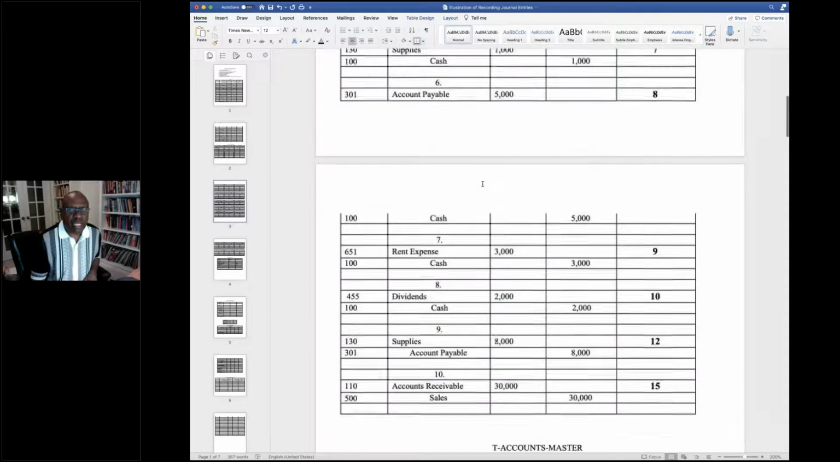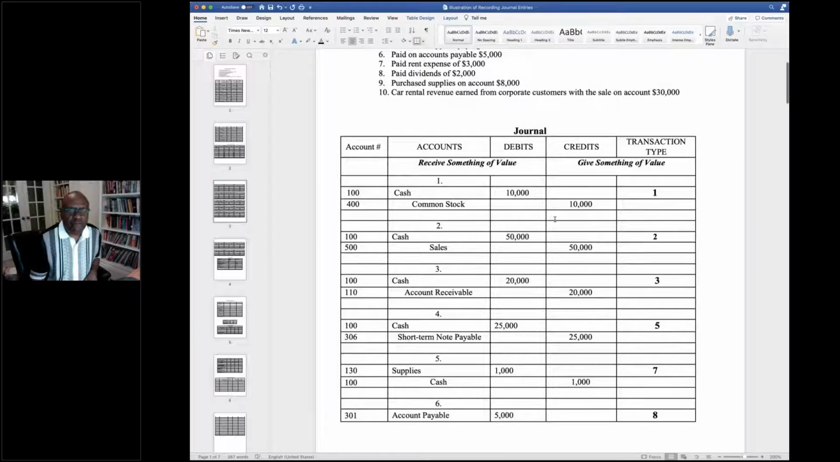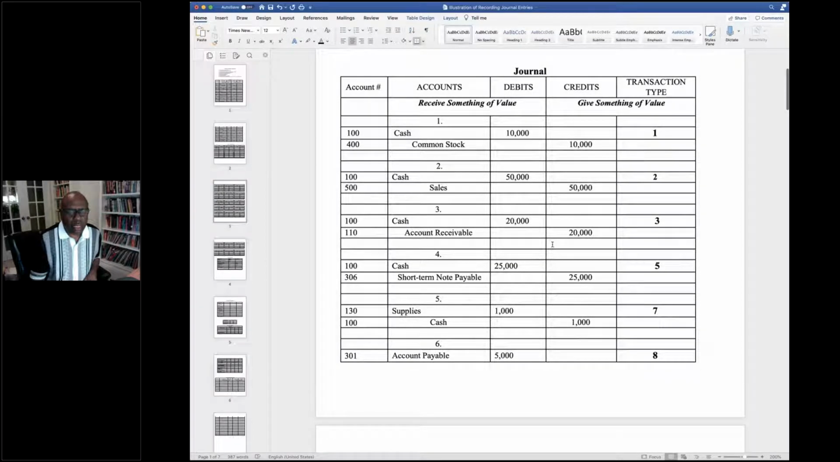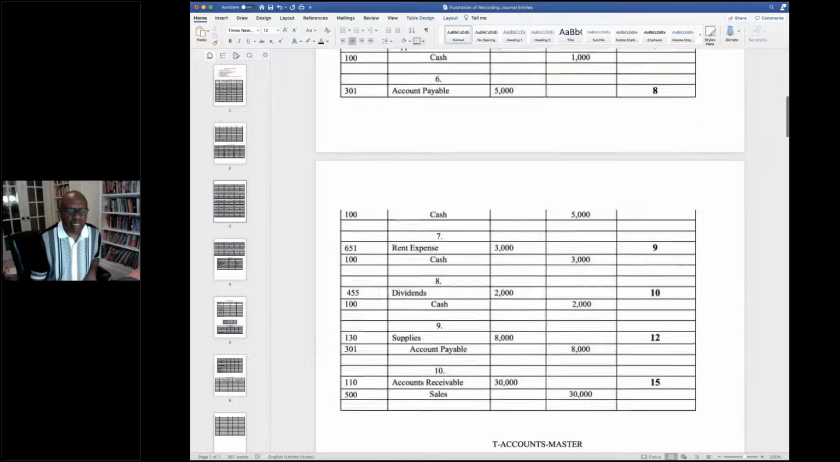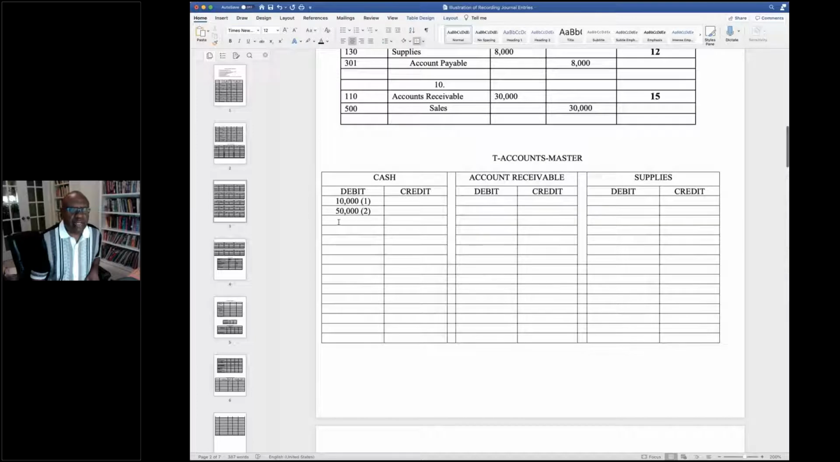Let's move on to transaction 3, which involved collecting cash on work that we'd done previously. So we did some work, now we're collecting the cash. Once again, we're debiting cash and we're crediting accounts receivable for $20,000. So we're going to go to the cash account again, and we're going to debit it for $20,000. And we're going to credit accounts receivable for $20,000.